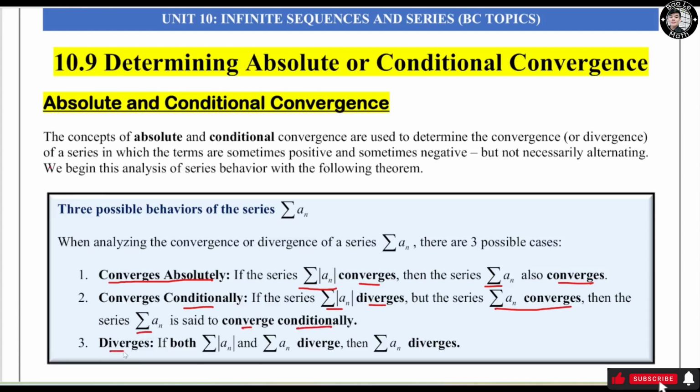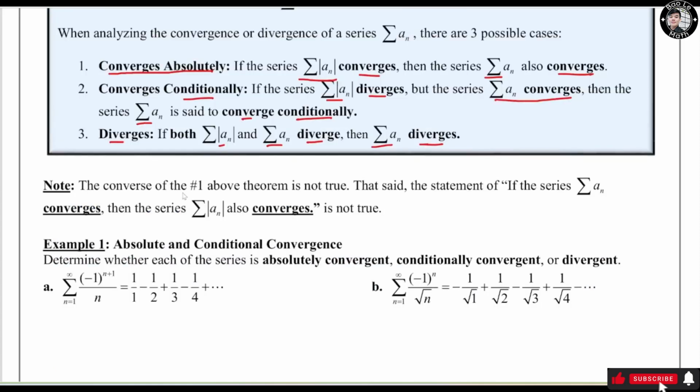Number 3, diverges. If both the series of the absolute value of a sub n and the original series a sub n diverge, then the original series a sub n diverges. Now note that the converse of the first case is not true. The statement, if the series a sub n converges, then the series of the absolute value of a sub n also converges, is not true. So keep that in mind. You don't have the converse for this one.